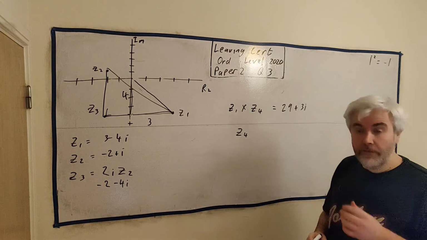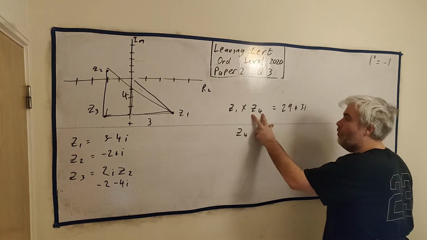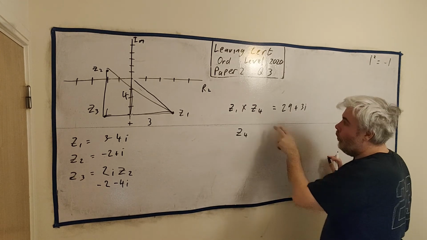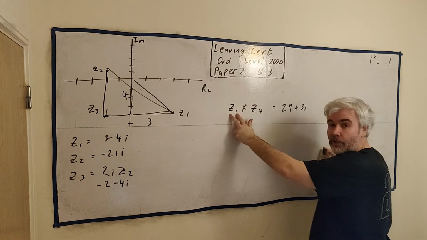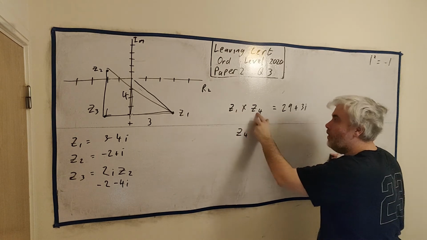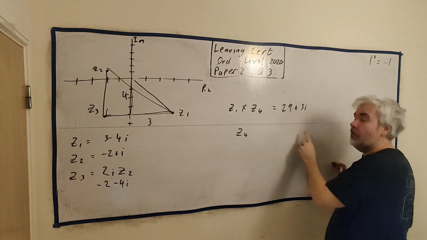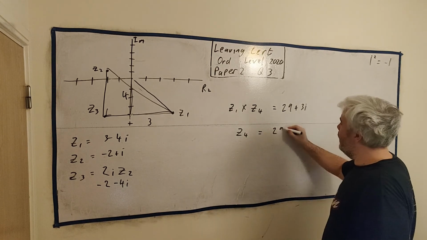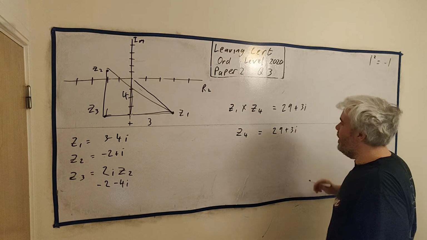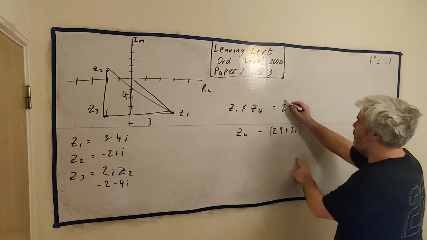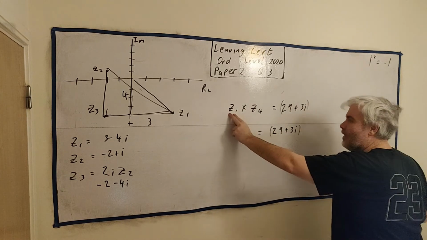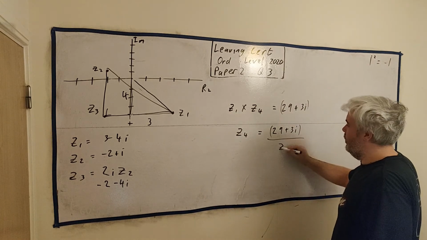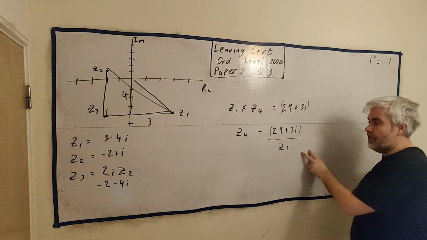Just like when you're solving for x, you want this number on its own. So this is not x, remember, this is multiply. Well, let's get rid of this Z1. It's multiplying, so we move it across, it becomes divide. So the Z4 never moved, the 29 plus 3i never moved. Remember, this is one number now. Z1 is one number. Let's divide it across.